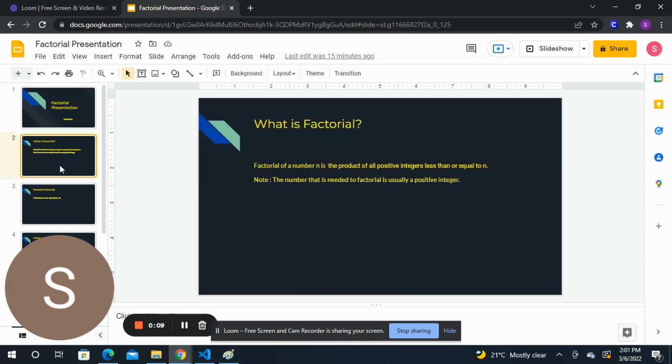So, what is factorial? Factorial of a number n is the product of all positive integers less than or equal to n. Note that the number that is needed to factorial is usually a positive integer. So, here's the factorial formula. The factorial of a number n is equal to n times n minus 1 times n minus 2 all the way to times 1. Now this is very tricky to understand, so it's way easier to visualize.